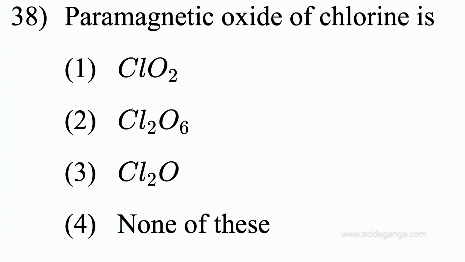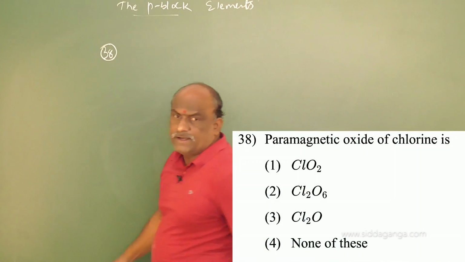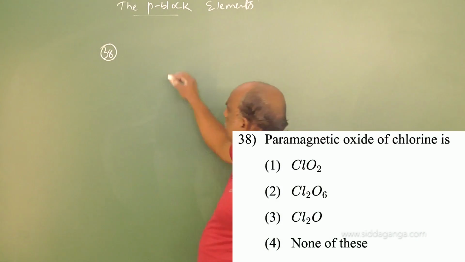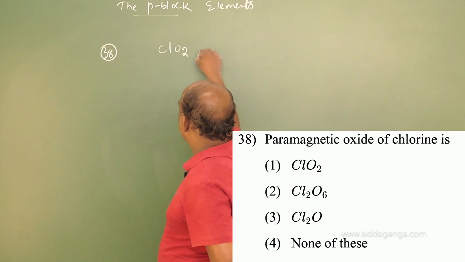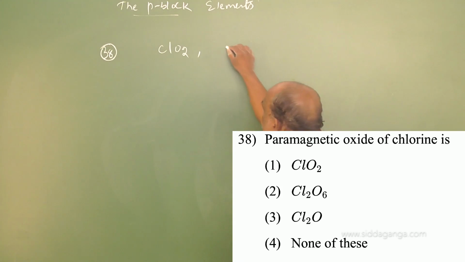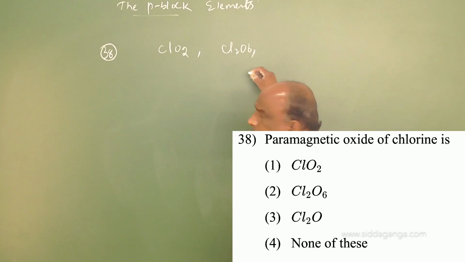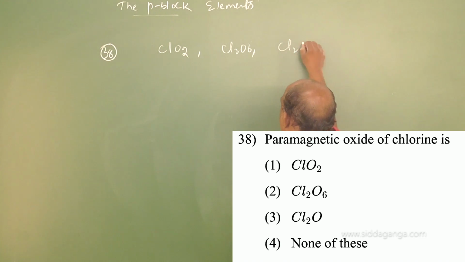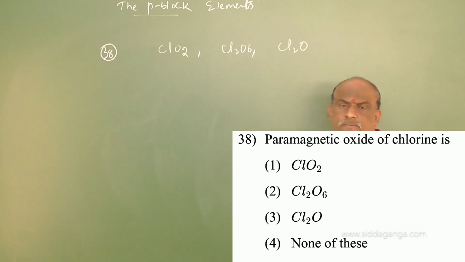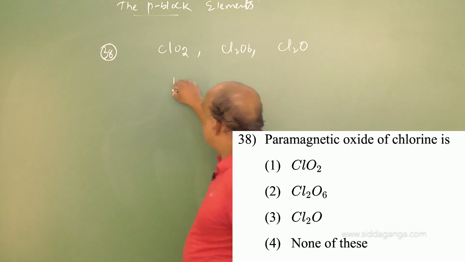Question number 38. The paramagnetic oxide of chlorine is. Simple here: ClO2, Cl2O6, Cl2O7. Already we know that it is paramagnetic. What will be the reason for paramagnetism?